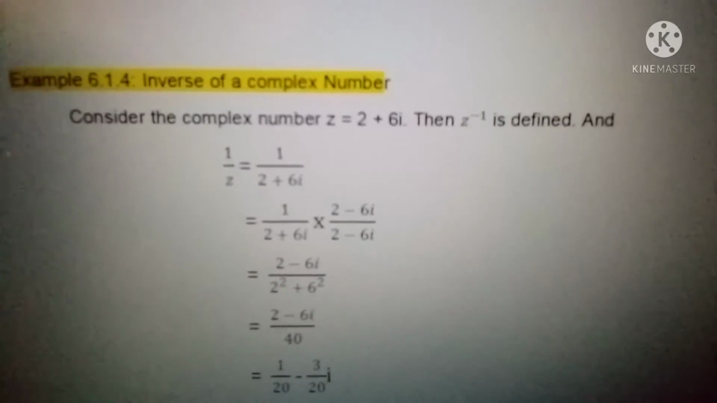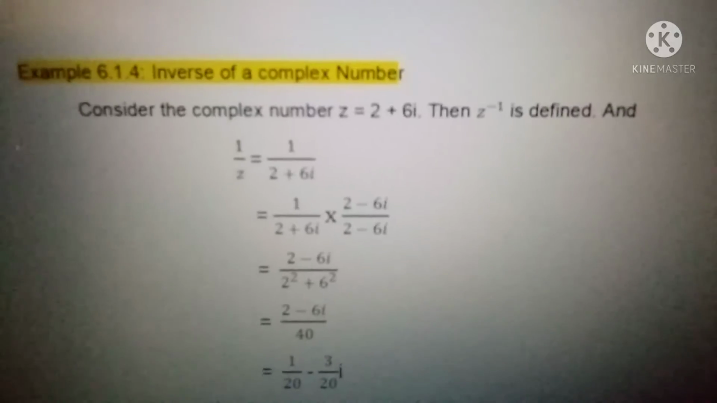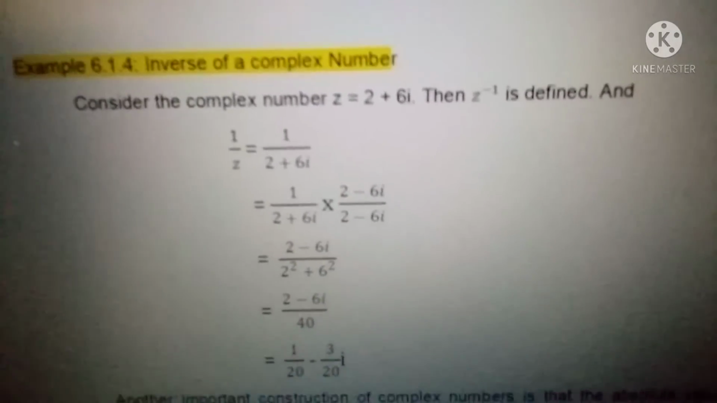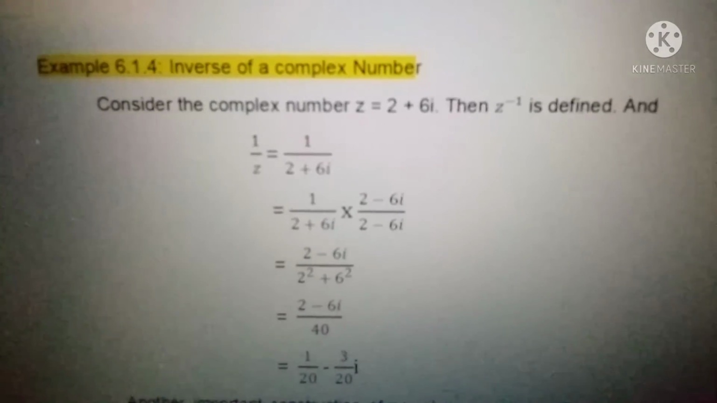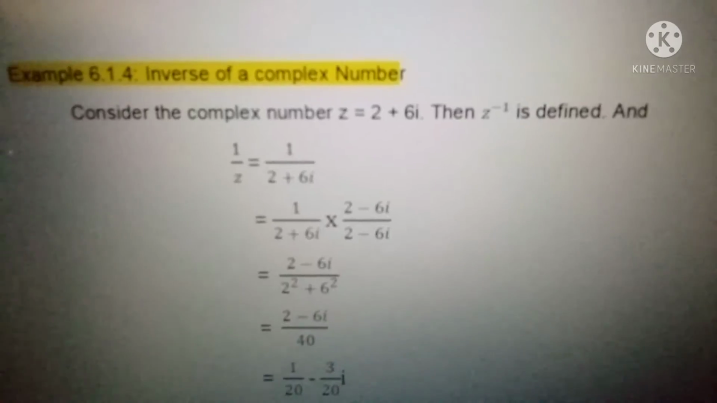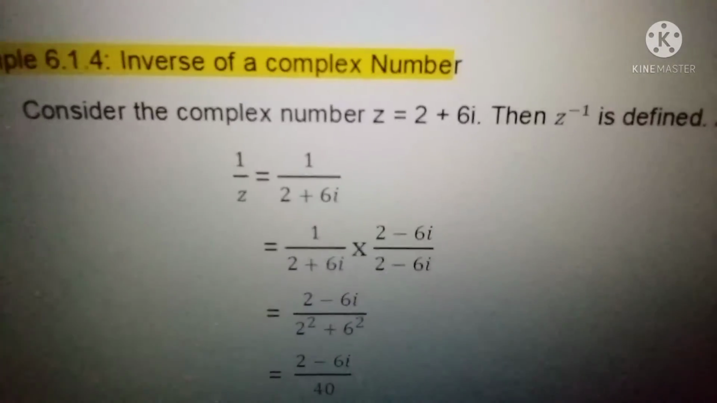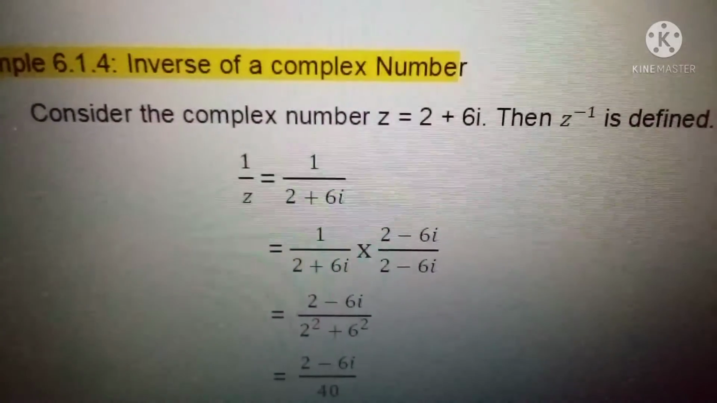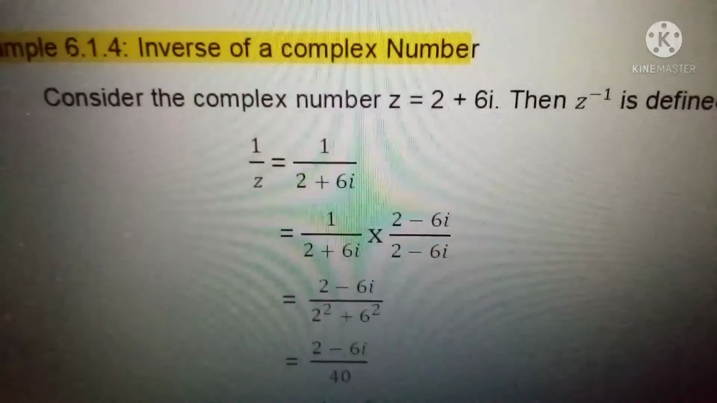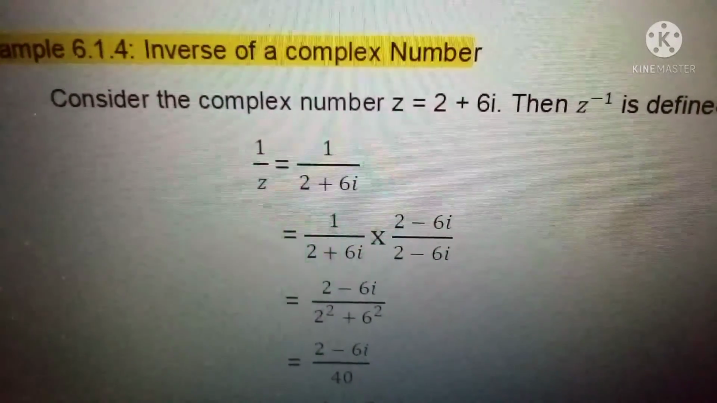So, meron pa po tayo dito yung example, the inverse of a complex number. Consider the complex number z is equal to 2 plus 6i, then z inverse is defined. Ayan po, let's have an example. 1 over z is equal to 1 divided by 2 plus 6i, which is equal to 1 divided by 2 plus 6i times the conjugate of 2 plus 6i, which is 2 minus 6i.